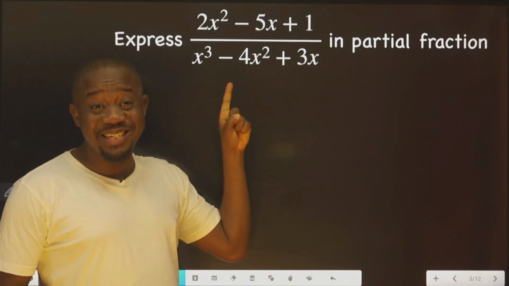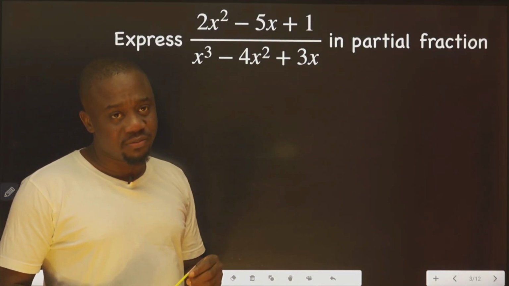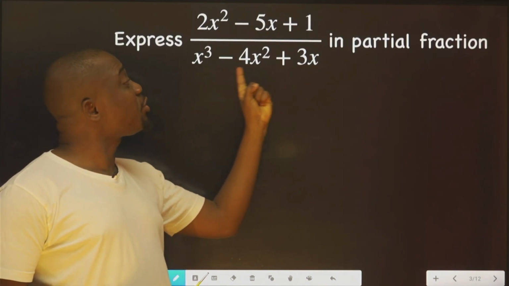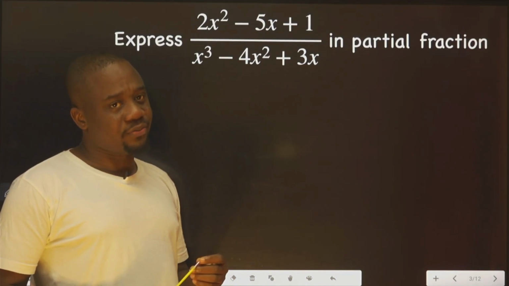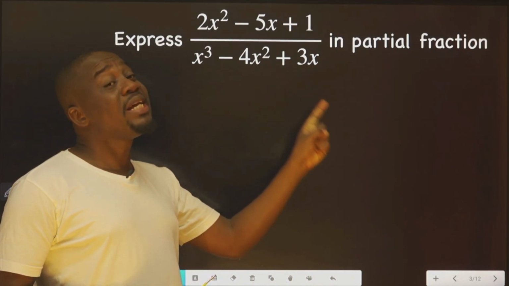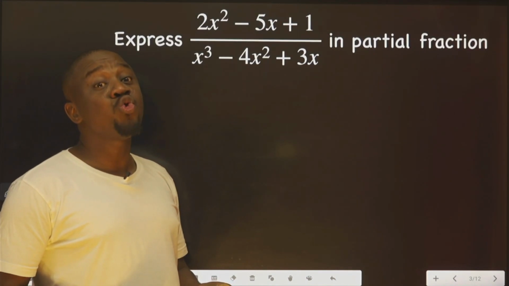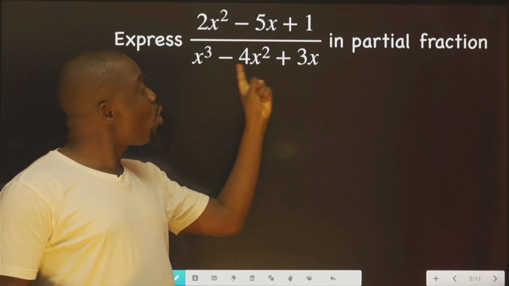We should express this in partial fraction. How do you do that? First of all, we need to factorize the denominator. As you can see, this denominator is a polynomial. So the first thing we need to do is use trial and error to equate this to 0.